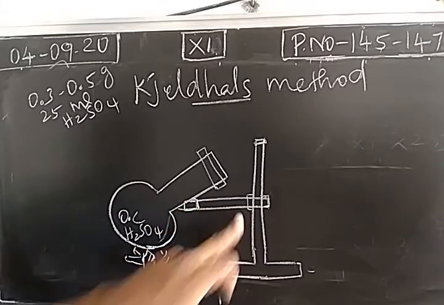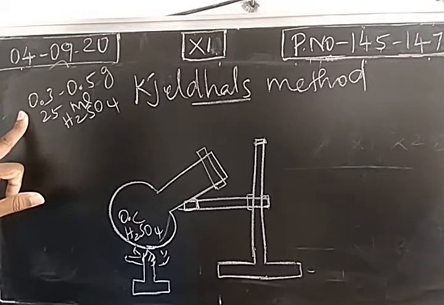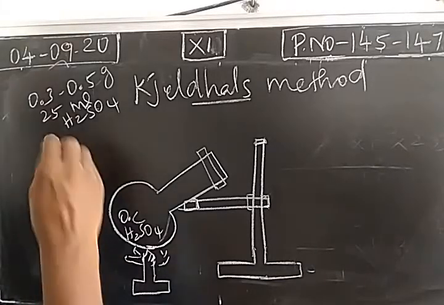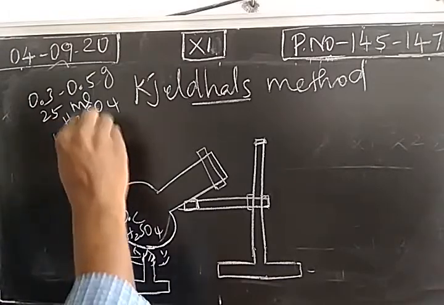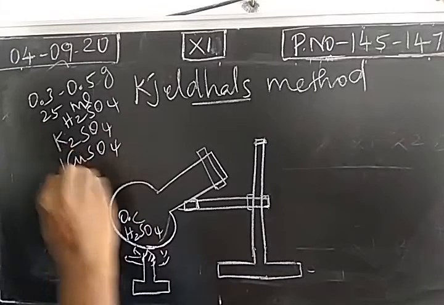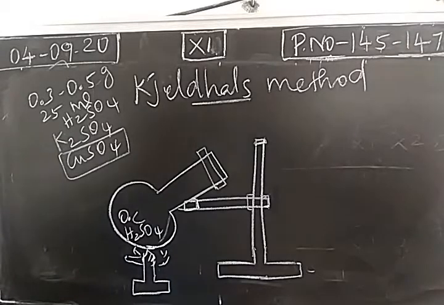The Kjeldahl's flask is fitted with a stand. Organic compound will be taken, 0.3 to 0.5 gram. 25 ml sulfuric acid will be there. With this, we add potassium sulfate and copper sulfate. And an important question: the copper sulfate will act as a catalyst in this process. The role of copper sulfate is catalyst.